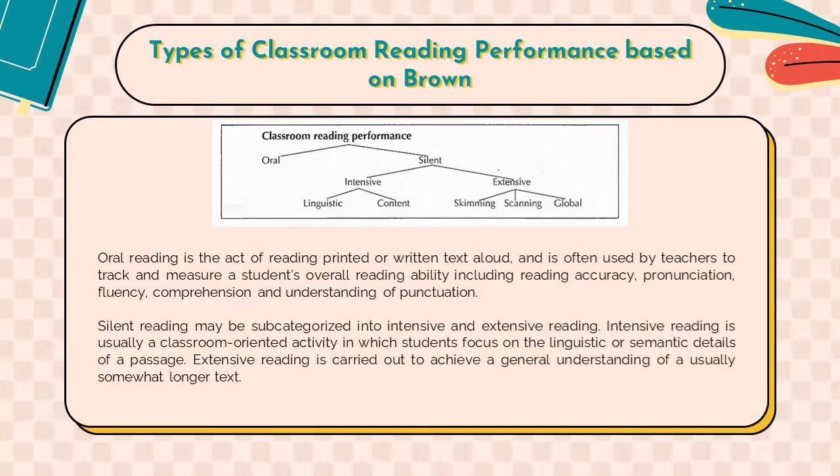The fifth point is the types of classroom reading performance based on Brown. You can see the pictures. There are two kinds, oral and also silent. So oral reading is the act of reading printed or written text aloud, and is often used by teachers to track and measure a student's overall reading ability, including reading accuracy, pronunciation, fluency, comprehension, and understanding of punctuation.